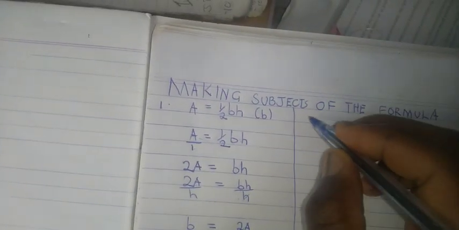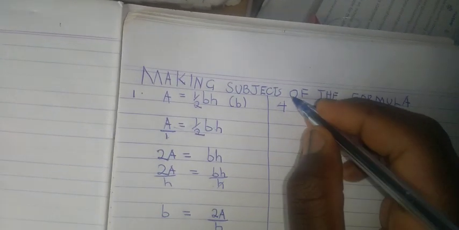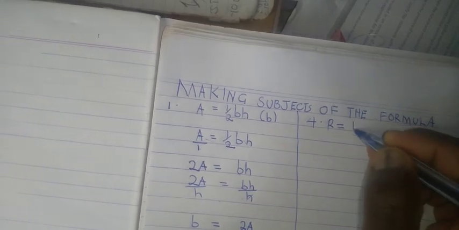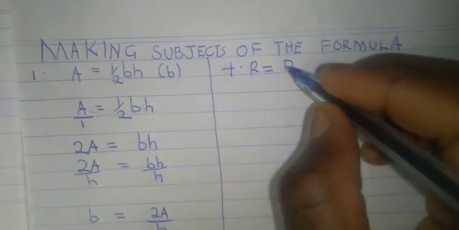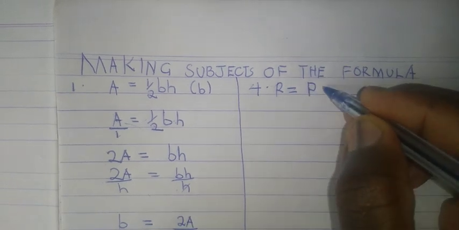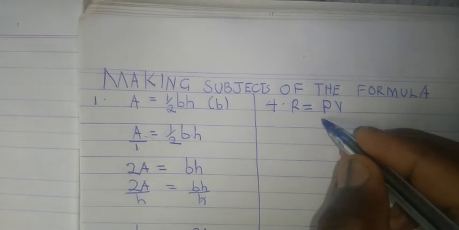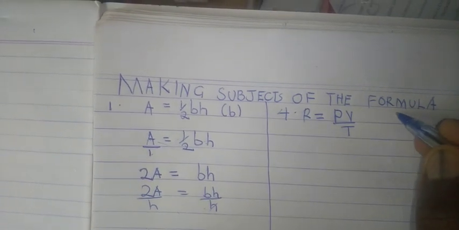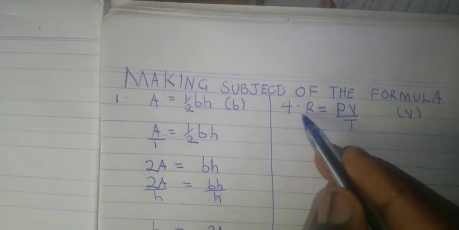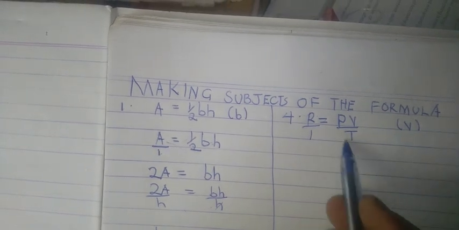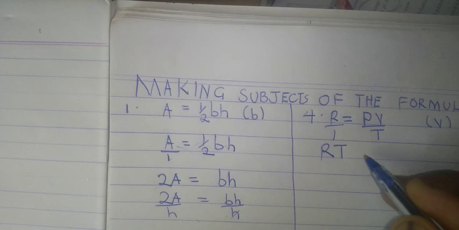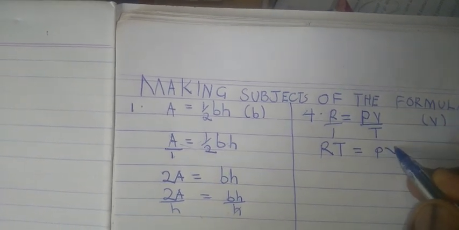So let us have another example. For we have R equals PV over T. So here they want us to make V the subject of the formula. Simply we shall follow the same procedure. Here we shall have to cross multiply. I end up having RT equals PV.